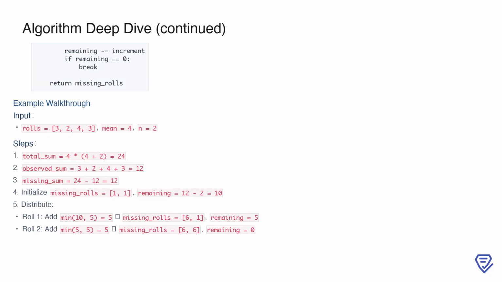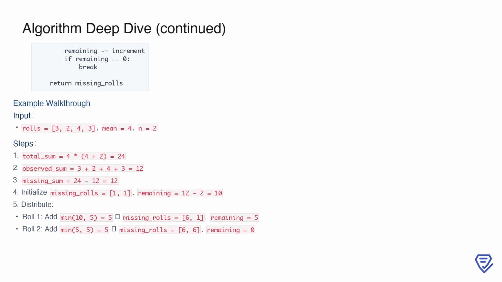Let's look at an example to see the algorithm in action. Suppose we are given rolls equals 3, 2, 4, 3, mean equals 4, and n equals 2. First, we calculate the total sum of all rolls, 4 times 6 equals 24. Next, we find the sum of the given rolls, 3 plus 2 plus 4 plus 3 equals 12. The missing_sum required from the missing rolls is therefore 24 minus 12 equals 12. We initialize the missing_rolls array with 1, 1, representing the minimum valid values for the two missing rolls, and calculate the remaining sum to distribute, 12 minus 2 equals 10.